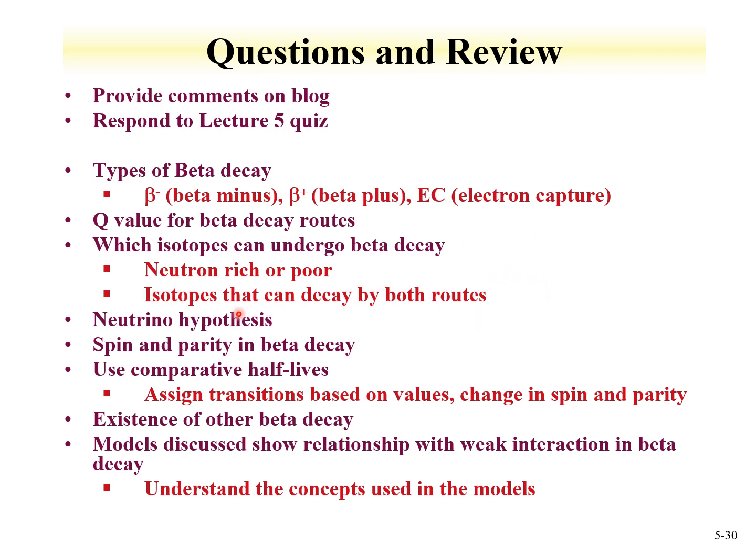You should be able to understand and utilize the neutrino hypothesis, and explain how it came about and what the parameters were that led to it. You should understand spin in beta decay, how changes in spin and parity impact the beta decay routes and the probabilities of those decays. You should be able to use comparative half-lives in the equation that shows values for comparative half-lives. You should be able to assign transitions based upon those values, or the changes in spin and parity in those transitions. You should also be able to discuss the existence of other beta decay modes, for example, double beta decay.